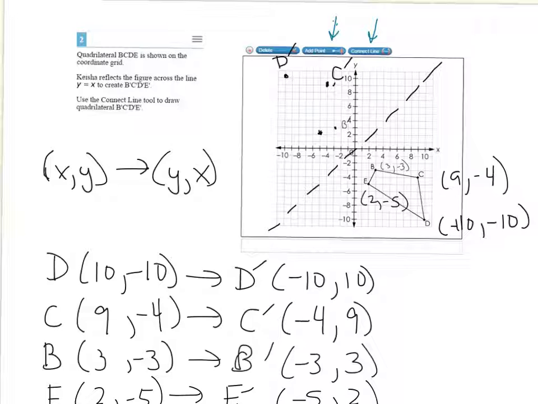And so now if I connect my points, I get this thing that looks like this. So I would believe that this shape here, this original quadrilateral, and this one are flipped over that dash center line. It is reflected over the line y equals x.